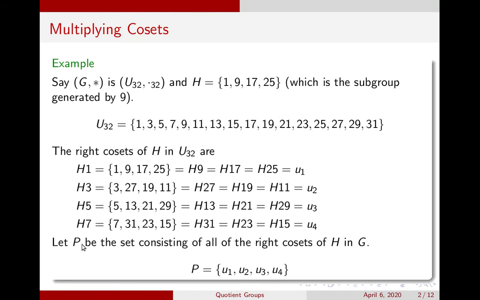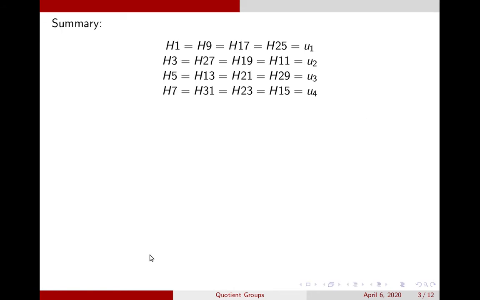And we're going to let capital P be the set consisting of the right cosets. So using our shorthand notation, P has elements U1, U2, U3, and U4. Each of these elements is one of the right cosets of H in G. So here is a summary of our calculations. H times 1, H times 9, H times 17, H times 25, which we called U1, and so on.